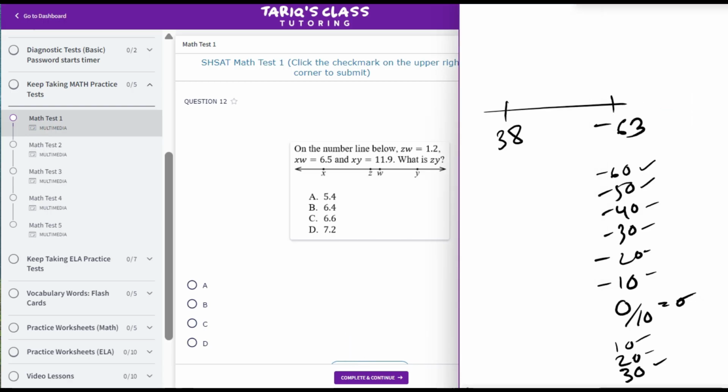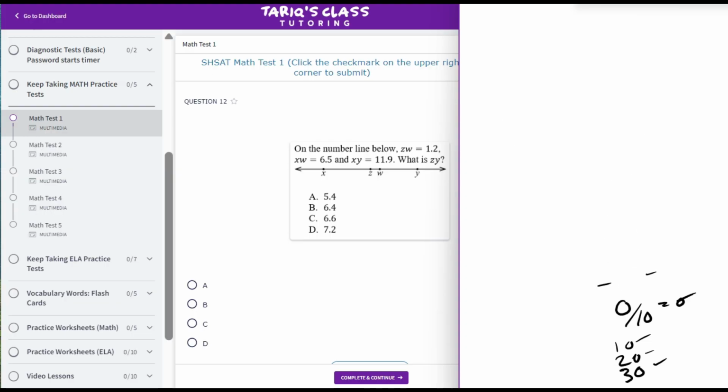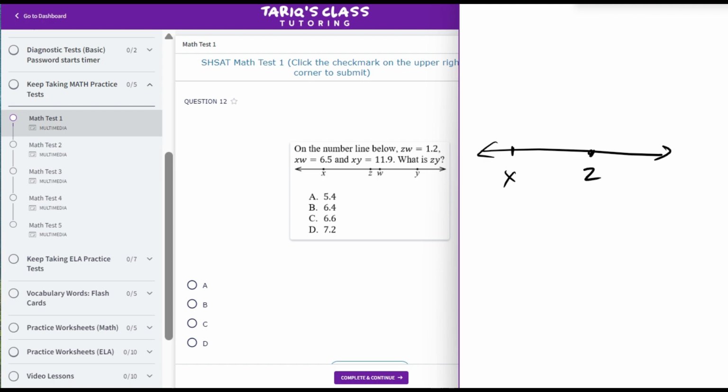Well, things are getting harder now. So now question number 12. On the number line below, ZW is 1.2. So I'm just going to draw the number line here. So X is here, Z is here, W is here, Y is here. Okay. Now ZW is 1.2. So from here to here is 1.2. XW is 6.5. So here to here is 6.5.